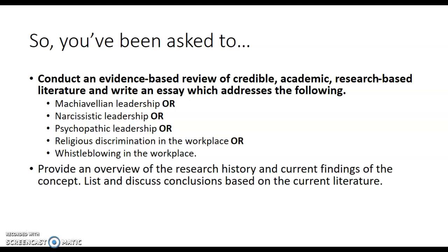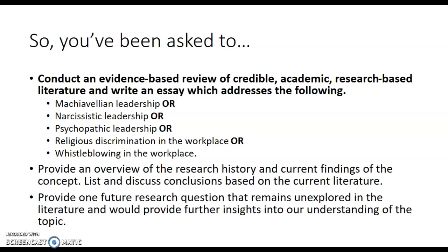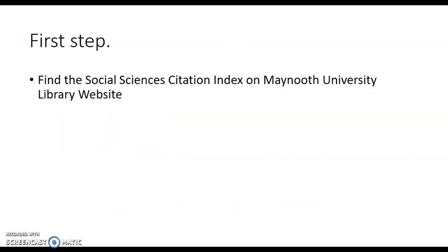And you're asked to give an overview of the history of the research area and the current findings of the concept, and then give some conclusions based on it, and perhaps identify a future research question that isn't there in the literature. This is how you use the Social Sciences Citation Index to actually do that. The first step, of course, because we're using Maynooth University Library databases, which are excellent, is that you're going to have to find the Social Sciences Citation Index on that website.